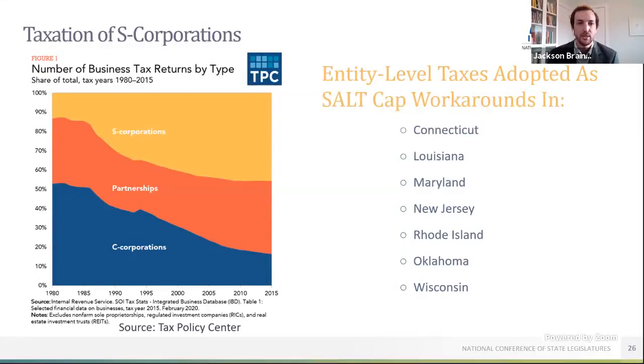There's also been a recent rise in new entity level taxes for S corporations ever since the federal government capped the deduction for state and local income, sales, and property taxes at the end of 2017. 7 states have now adopted entity level taxes, which are fully deductible at the federal level, and they've created offsetting income tax credits for those taxpayers as a way to circumvent that cap on the federal SALT deduction.